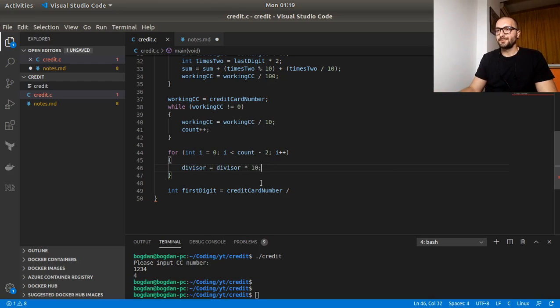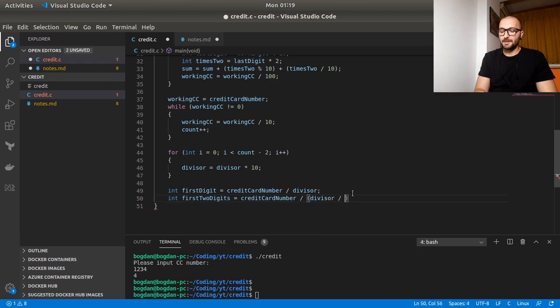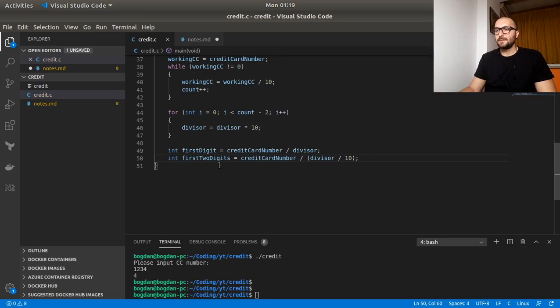Okay, so for example, this is for the first digit, right? And we would use this here. Int first digit and first two digits equals credit card number divided by divisor divided by 10. Okay, good. So we have the first digit and the first two digits.